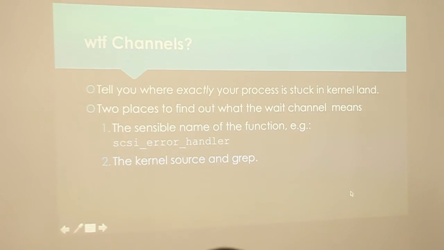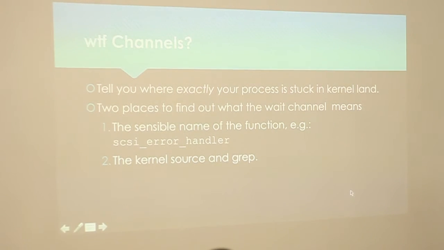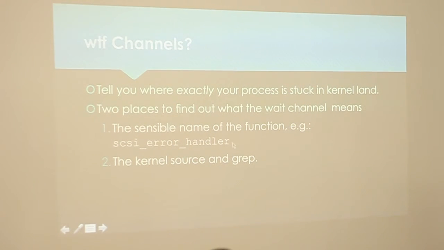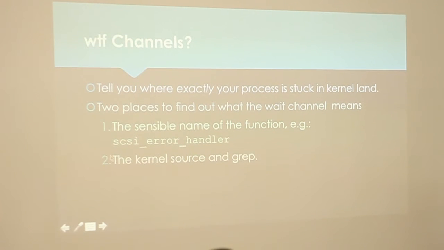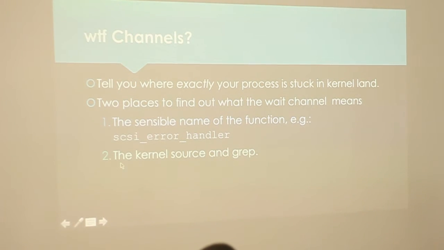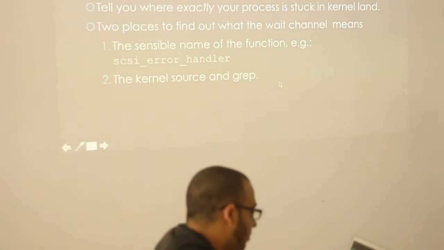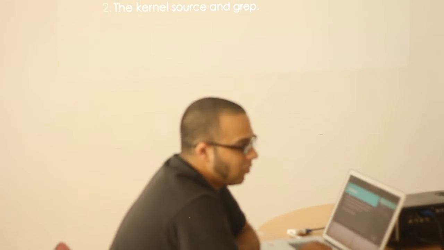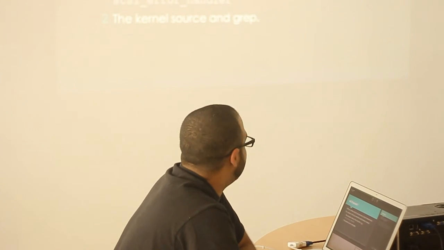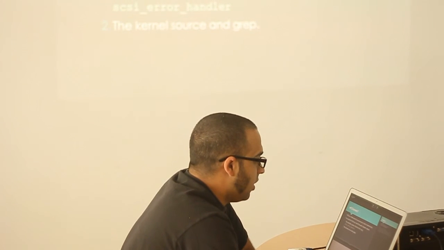There are sort of two places to find out what the wait channel means. First is just by the name of the function. If you're stuck on SCSI error handler, it's probably related to something with SCSI, right? Or you can grab the kernel source, which is not that bad, really. The kernel functions are very well documented, I think, and the code's not that scary.